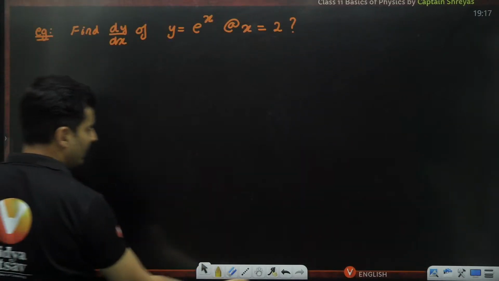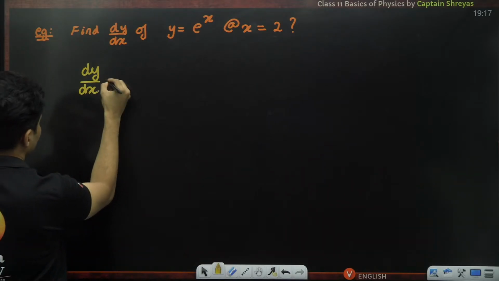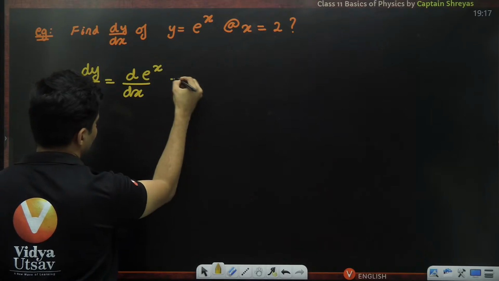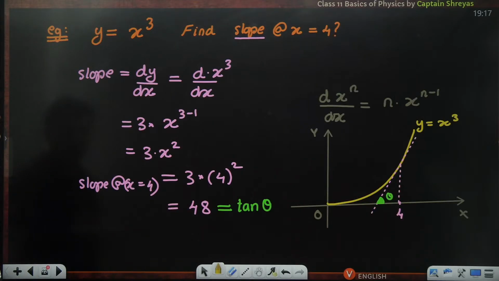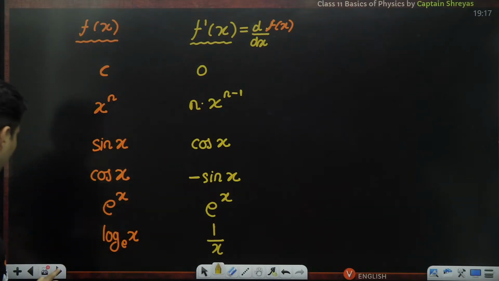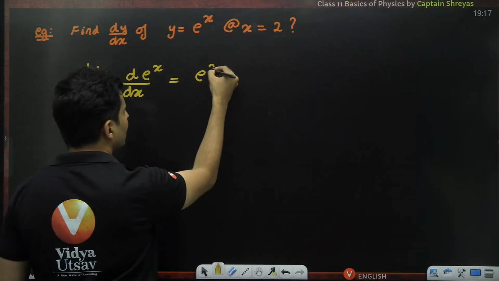We have to find dy by dx. But what is y over here? It is e raised to x. But I just told you what is the derivative of e raised to x. It is e raised to x only. So perfect, it is just e raised to x.